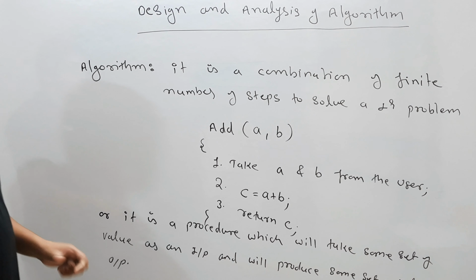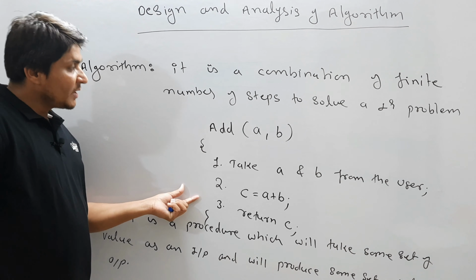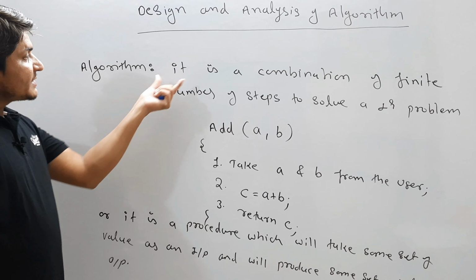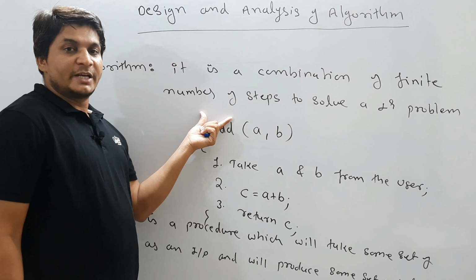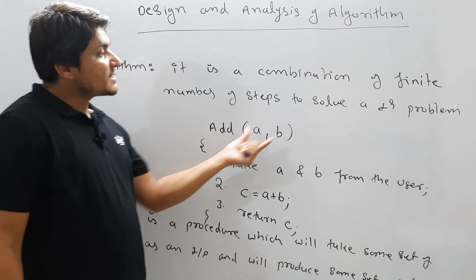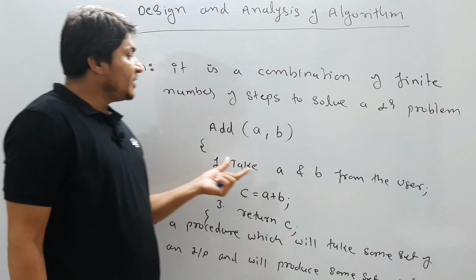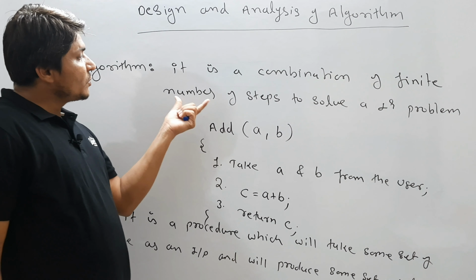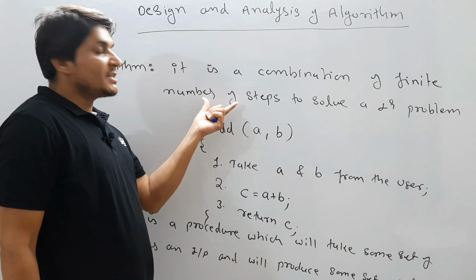So what is the first definition? If you relate this algorithm with the first definition, it says it is a combination of a finite number of steps. How many steps do we have? We have a total of 3 steps. And what task is it performing? It is simply performing the addition of two numbers. So we can relate this algorithm with the first definition.